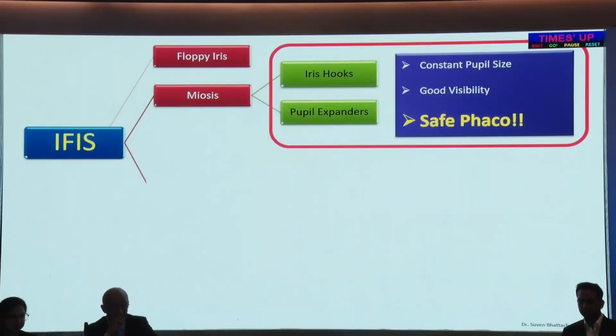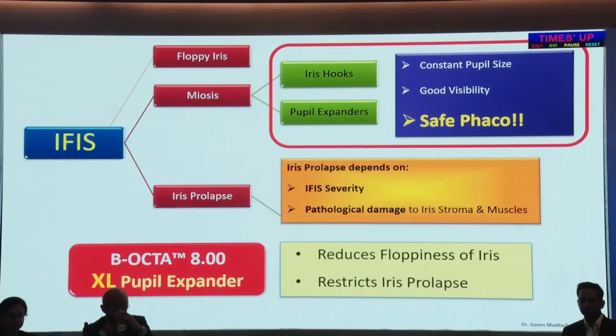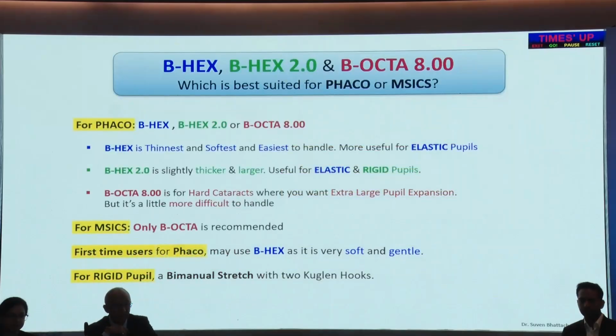IFIS, till now I would say that we really didn't have a device. Severity of the iris prolapse depends on the severity of the IFIS and the pathological damage. But users have found that the B-Octa does have a role in reducing floppiness of the iris and restricts iris prolapse. This is the go-to usage chart. So if you're a beginner, maybe BHEX, but all the three can be used for phaco. For SICS, it's B-Octa only.